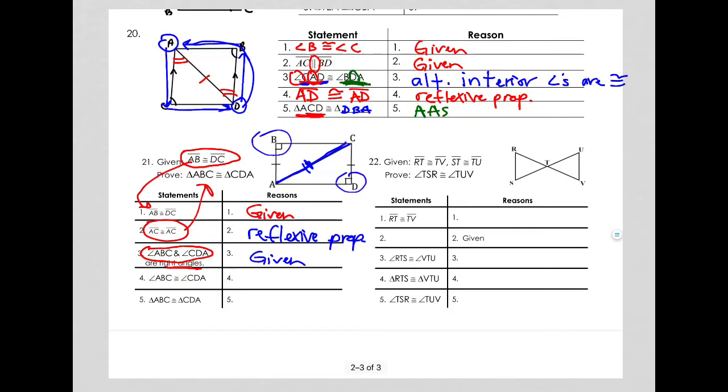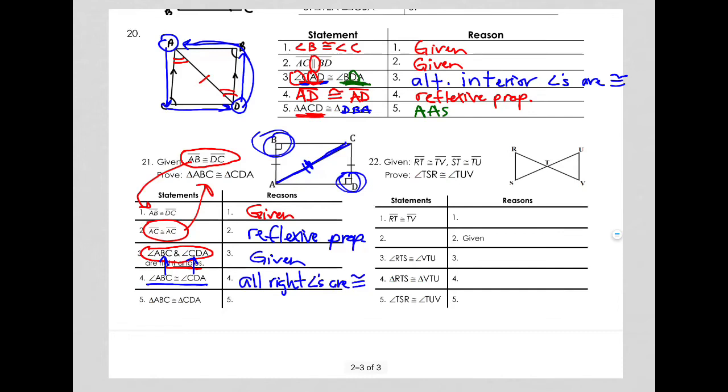All right. And then the next statement says that those same exact angles are congruent. Well, why are those congruent? Well, remember, those little boxes mean they're right angles. Right angles measure 90 degrees. So all right angles measure the same exact degrees. So all right angles are congruent.